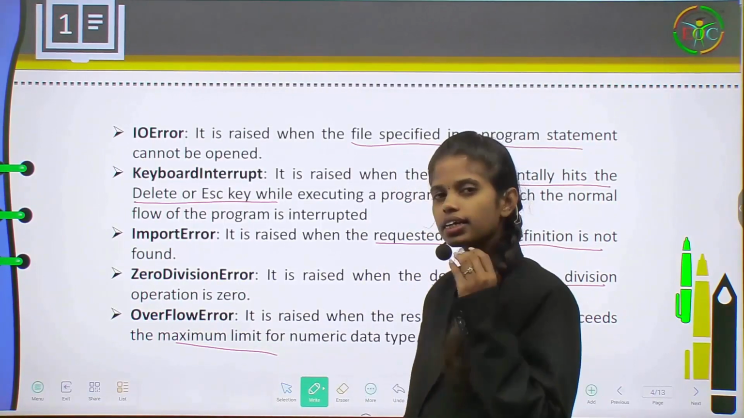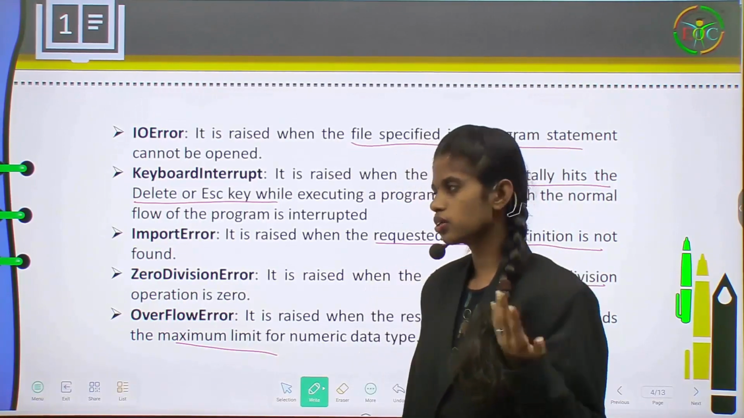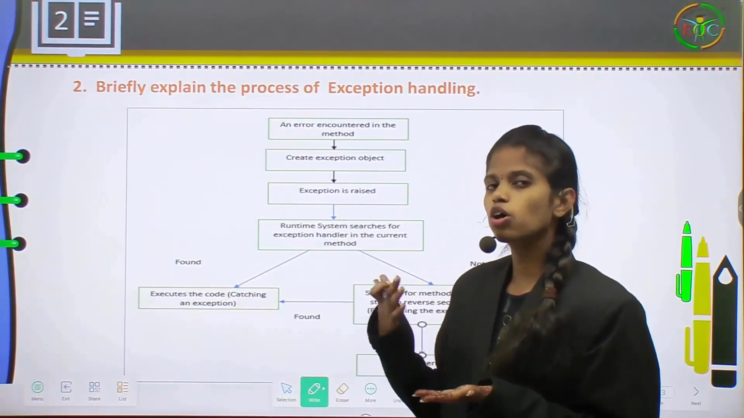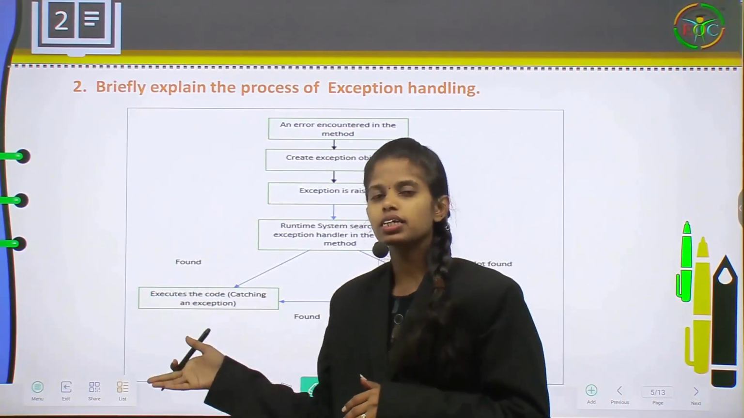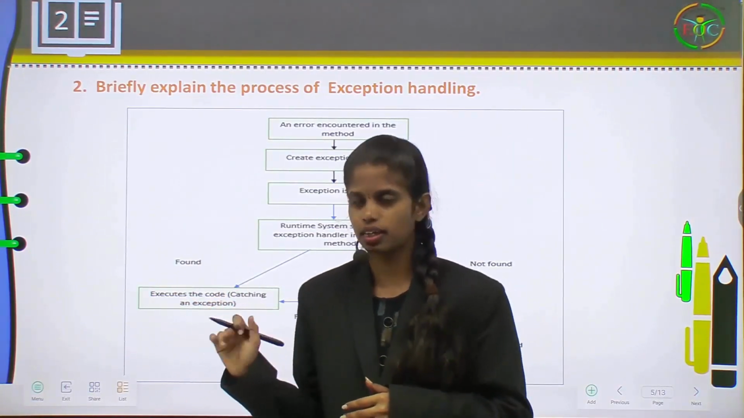Okay, it should be either less than or equal. If it goes above the limit, then you will say error. Which type of error exception is that? Overflow error exceptions. Apart from that, there are many other exceptions given in your textbook. You can just list them out and then explain them.